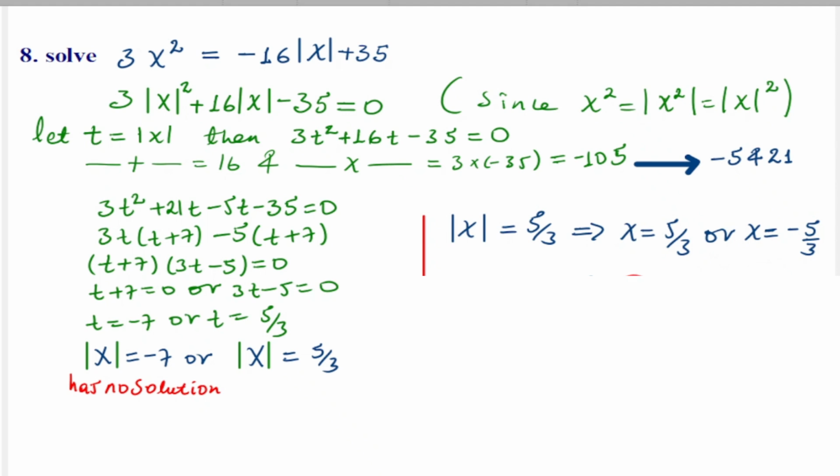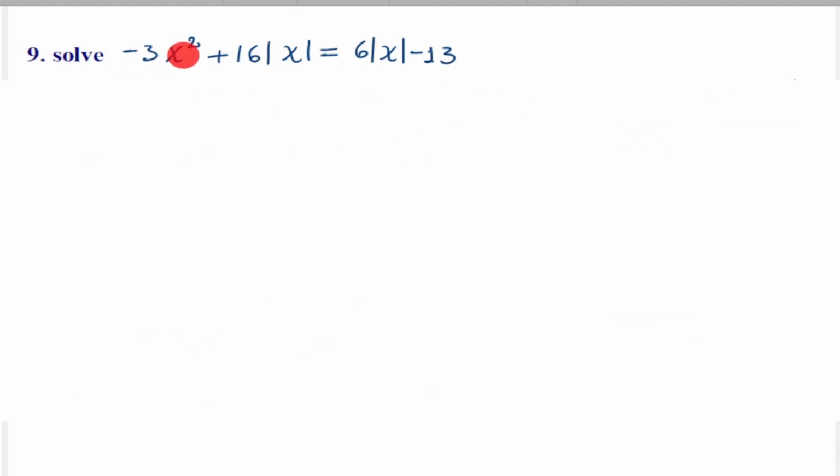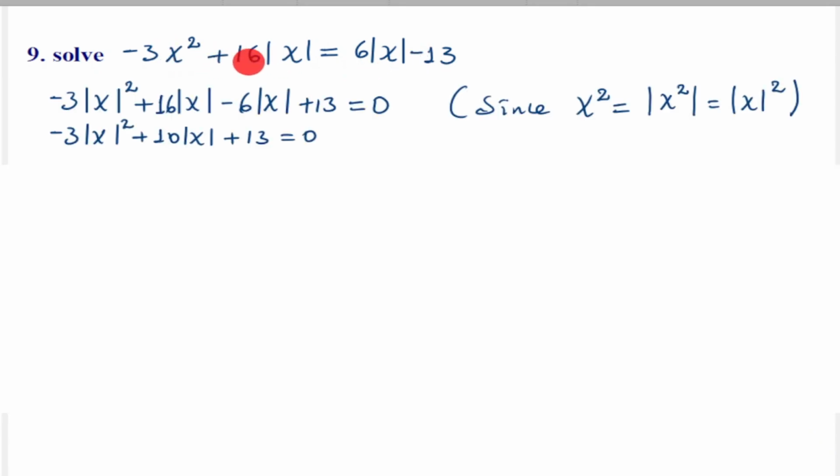So the solution set is minus 5 over 3 and 5 over 3. 9. Solve minus 3x squared plus 16x is equal to 6 times absolute value of x minus 13. This is a quadratic absolute value equation. So to solve this, we must write it in the standard form of a quadratic equation.